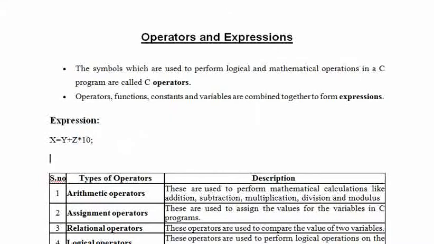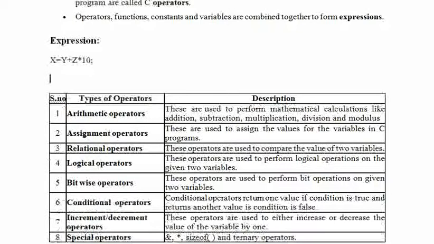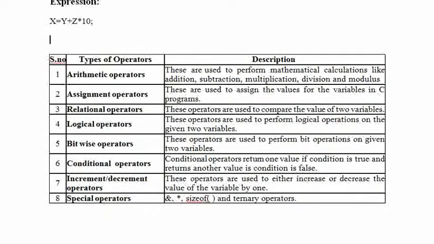Now there are 8 types of operators in C language. The first one is arithmetic operators, which are used for mathematical calculations like plus, multiply, divide, minus, etc.